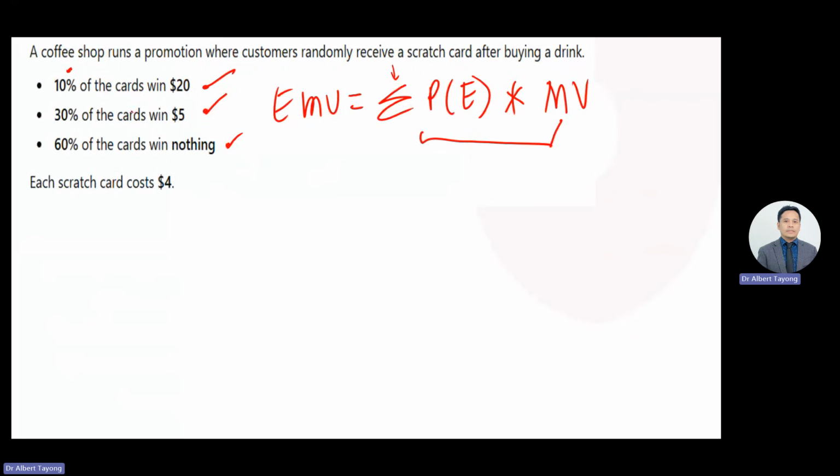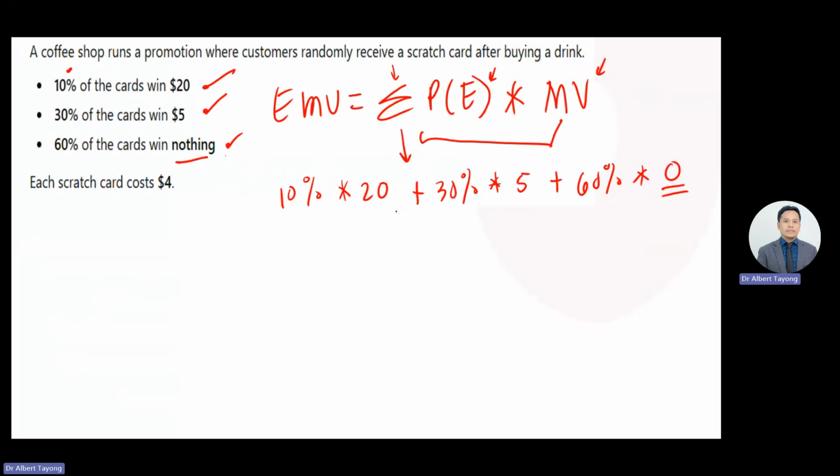The first P of E here is 10%, times $20 plus, because we have the sigma here. Okay, that is our first P of E and the first MV. Our P of E here is 10%, and our monetary value or MV is 20, and we have 30% as the second P of E times $5 plus 60% times 0. This is nothing. Okay, so if you're going to solve this, the answer here is 3.5 actually.